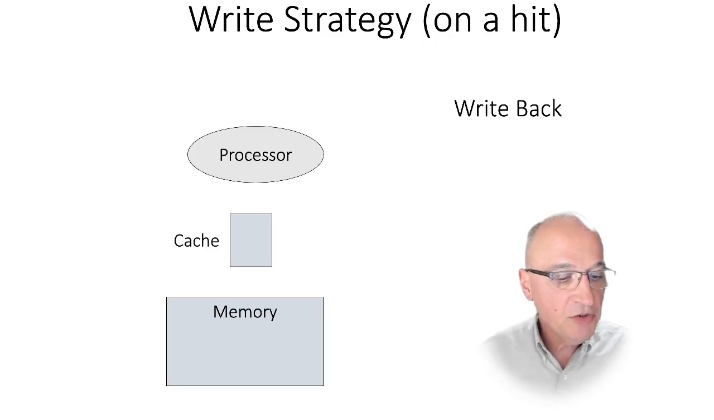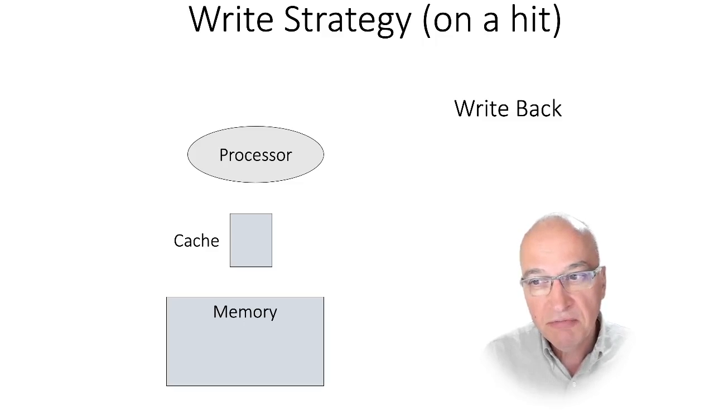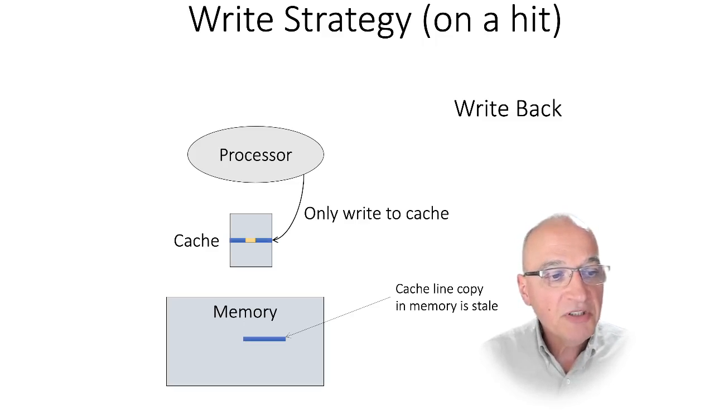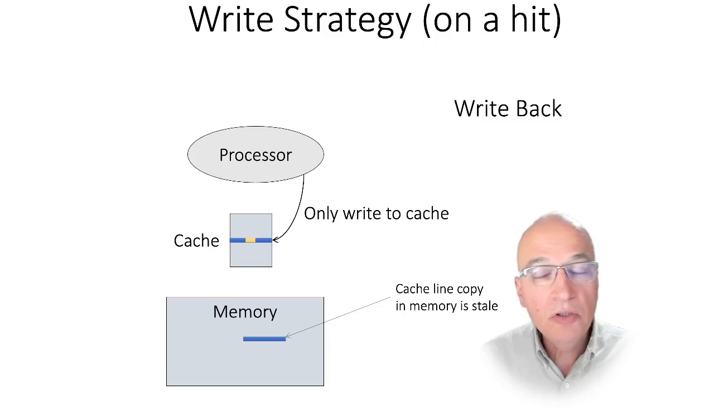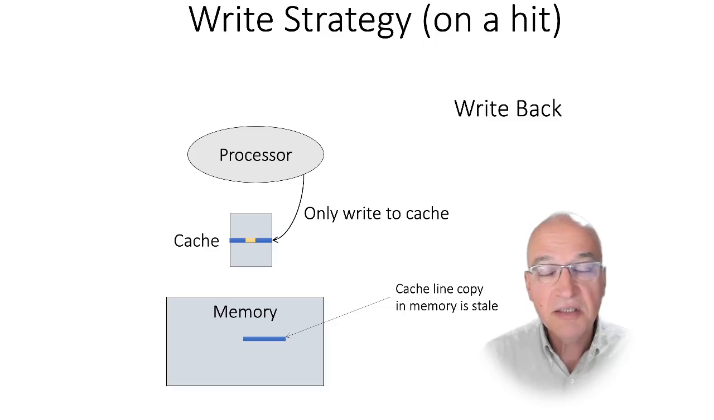So if the processor wants to write and the location is in the cache, and we are using a write back policy, then the processor will only write to the cache and it will not write to the memory itself. So the write will stay in the cache. And now we have a situation where the cache line or the cache block that is in the memory is stale because the most recent version of that block is in the cache.